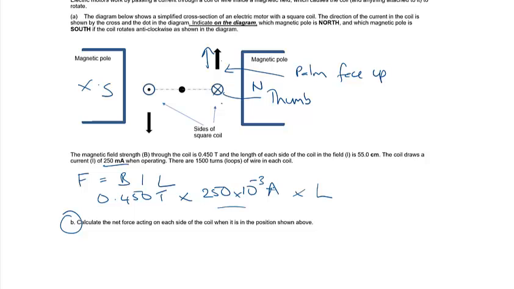Now this is the tricky bit. Now the length is the length that the field is actually being cut. And so let's have a look. What are the measurements here? Each side of the coil in the field is 55 centimeters, so that's going to be 0.55 meters.